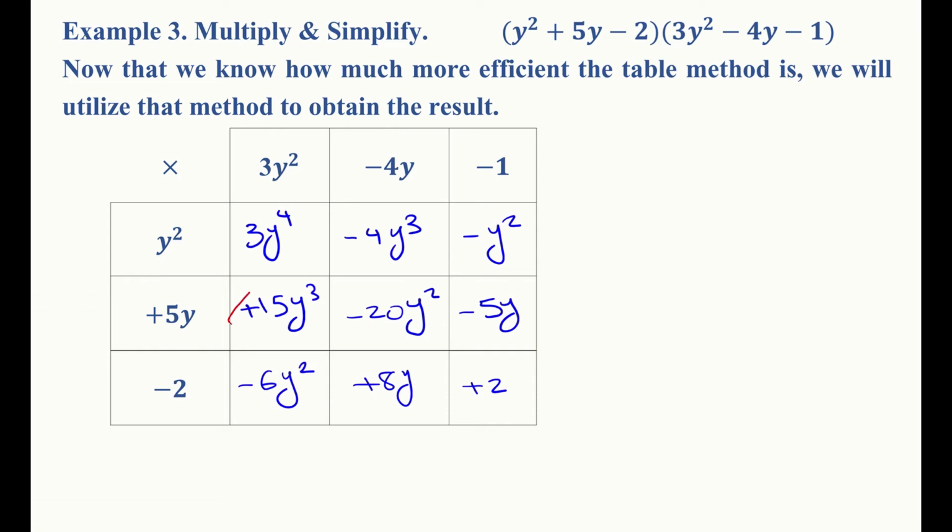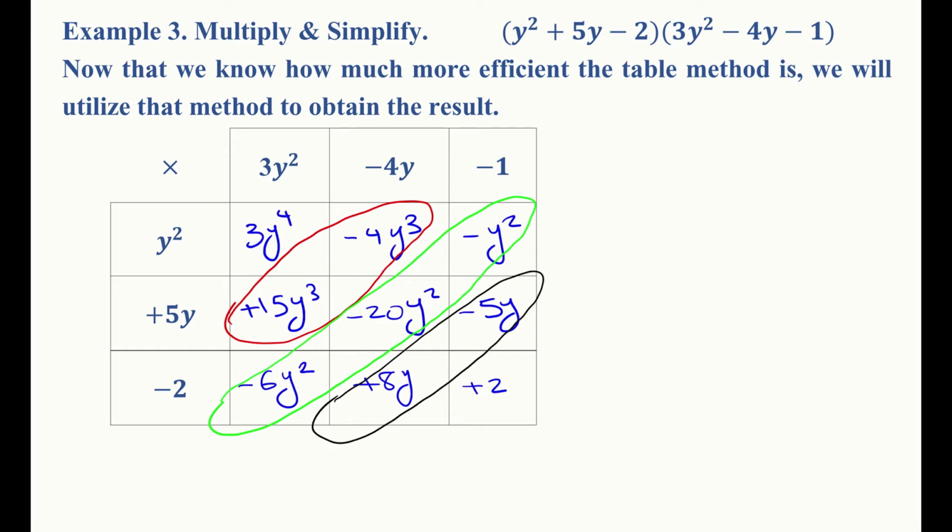We see that we have 2 here, we have 3 here, and we have 2 more here. So, all right. So 3y to the 4 is not like anything else. So we're just going to write it.